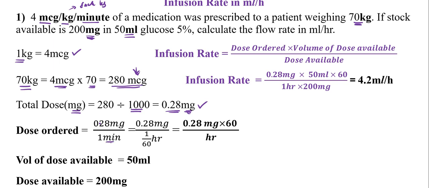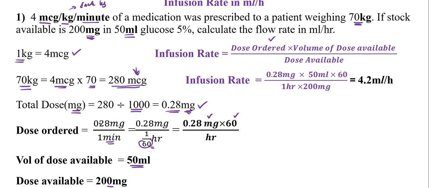So to change the minutes into hours, we divide the minute by 60. So the overall dose ordered becomes 0.28 milligrams per hour, and the 60 becomes a numerator. The volume of dose available is 50 milliliters, and then dose available is 200 milligrams.